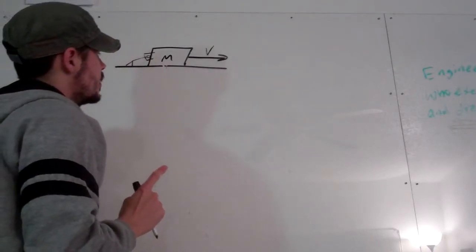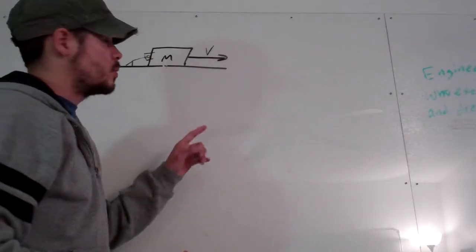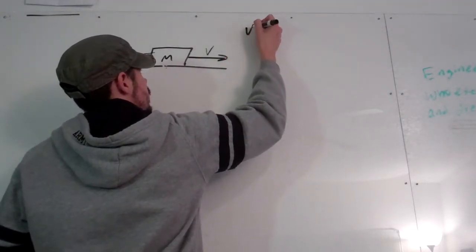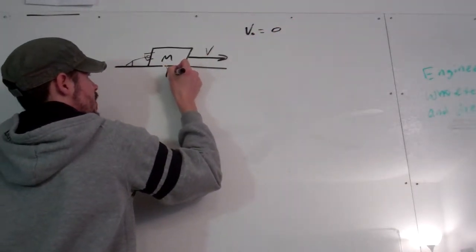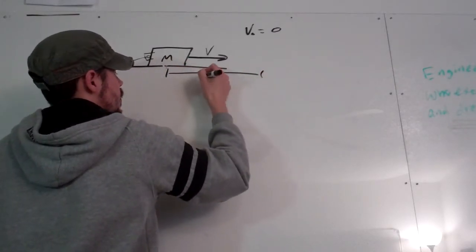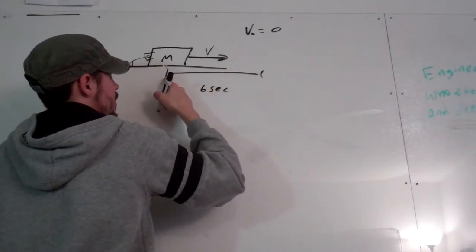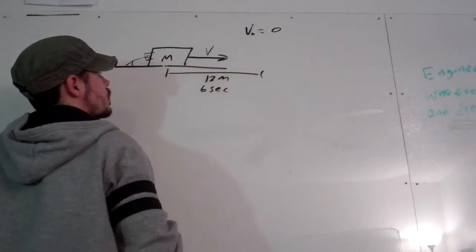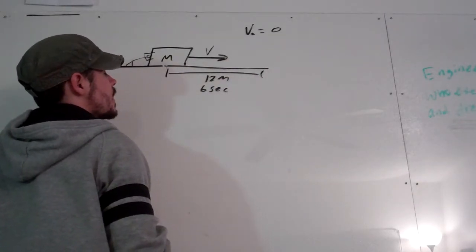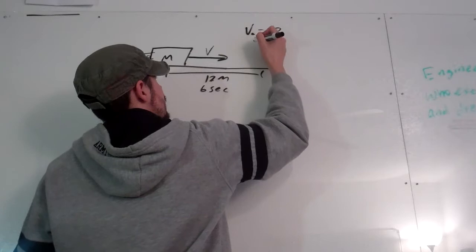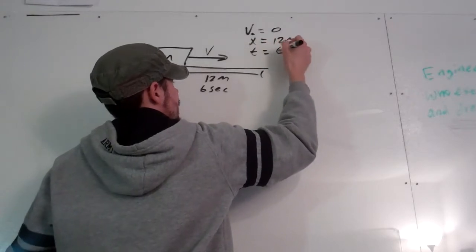and we know that in this particular case the initial velocity is equal to 0. So let's write that down. Initial velocity is equal to 0. And we know that he moves this box from here to here in 6 seconds. And from here to here is 12 meters. So he moves it all the way over here. So let's list what we know. The position that he moves it to is 12 meters and the time is equal to 6 seconds.